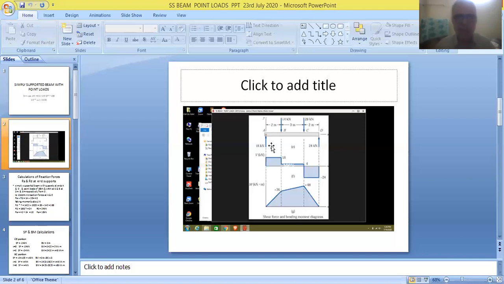So you get a bending moment diagram. So friends, these are the rules ultimately which you are supposed to follow while solving problems, of course, on simply supported beams as well as cantilever beams. So friends, let us go to the next slide.